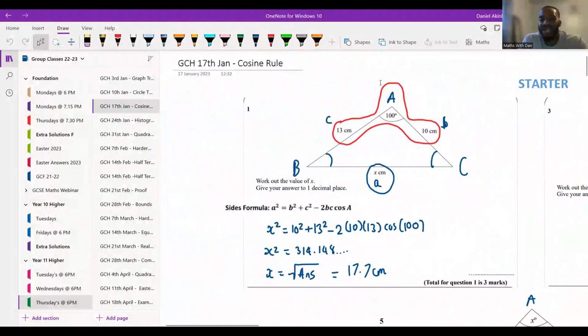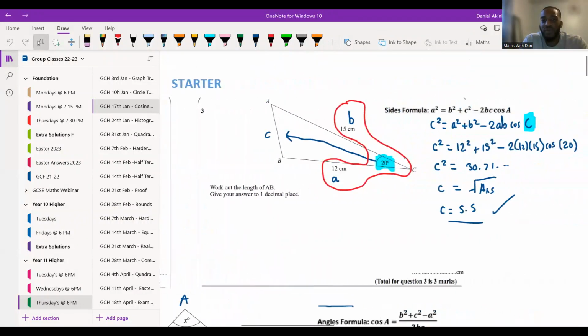Can you see the way I'm highlighting it? I've got all of this here. I've got two sides, 13 and 10, and the angle in between, 100. This one, I've got two sides, 15 and 12, and the angle in between, 20.